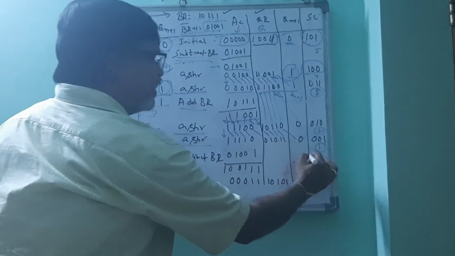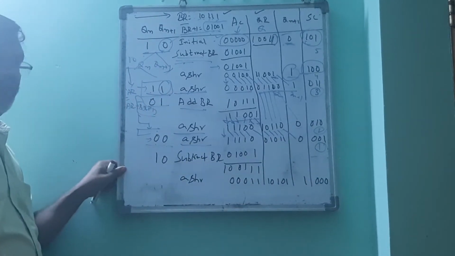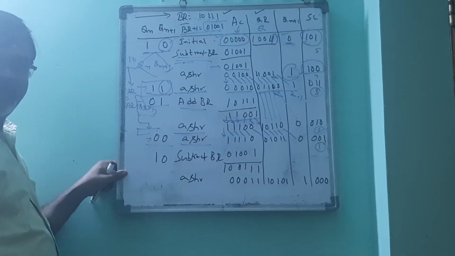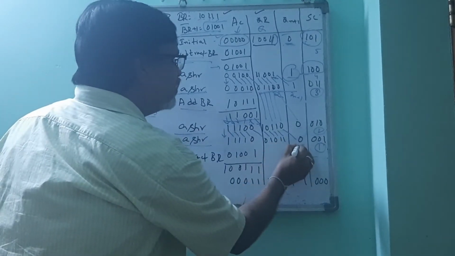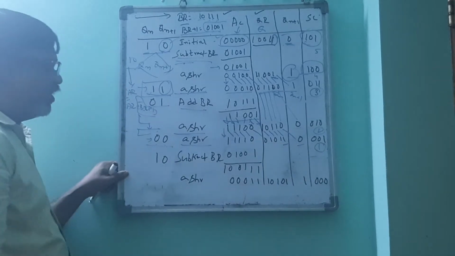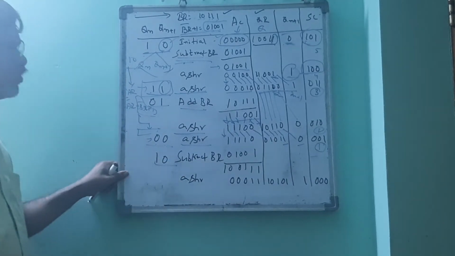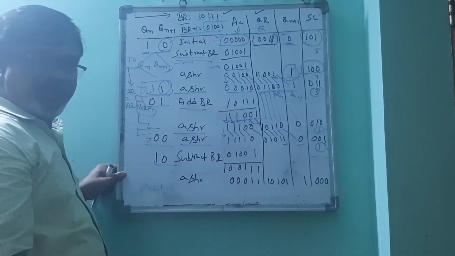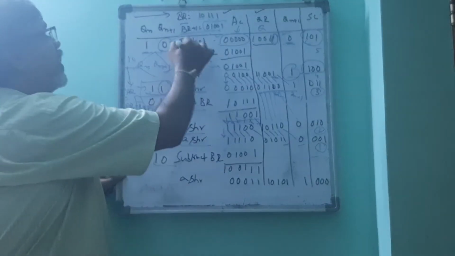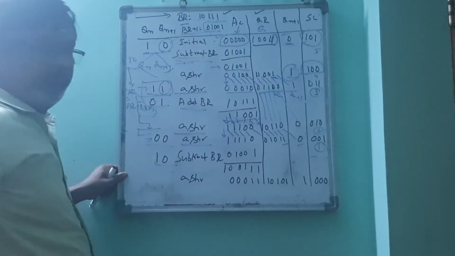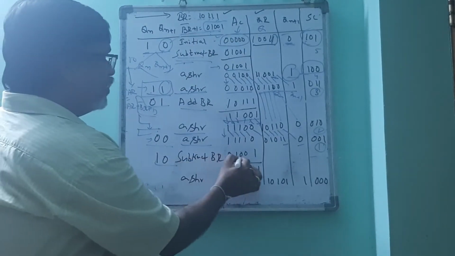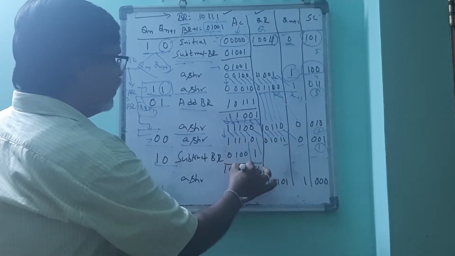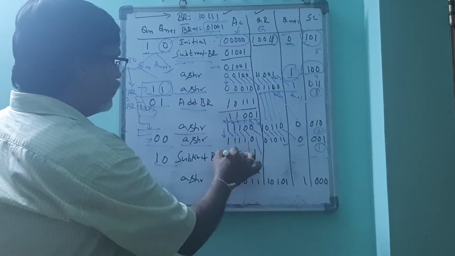So now still SC is not equal to 0. Again we have to perform based on the value of Qn plus 1 and Qn. Here Qn plus 1 is 0, Qn is 1. So it is 1 0. What did we do in the 1 0 case? We subtract the BR from the result value. Subtract BR means adding the 2's complement. So 0 1 0 0 1, so add 1 1 1 plus 0 1 1 plus 1 1 0 1 plus 1 1 0.